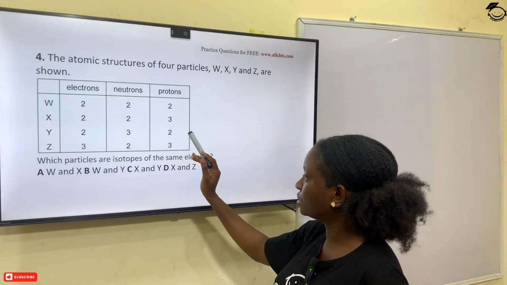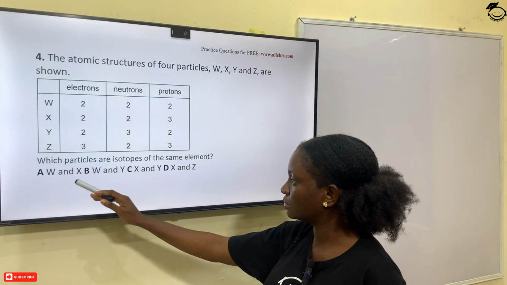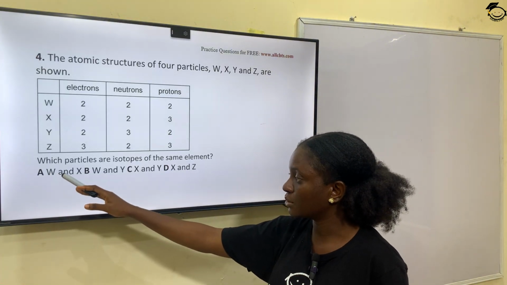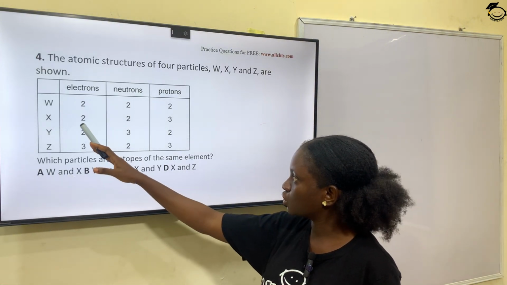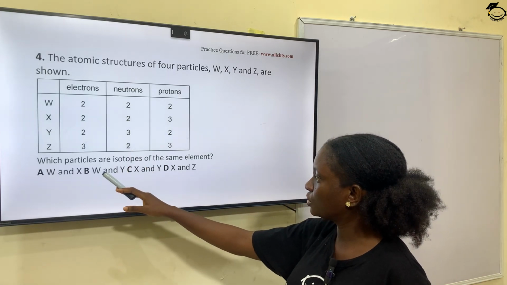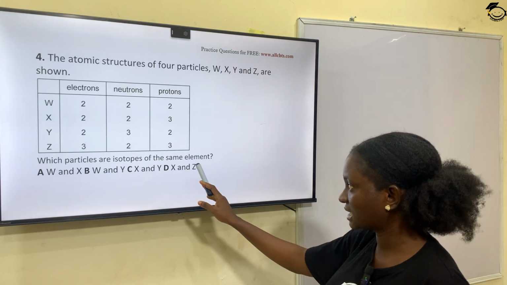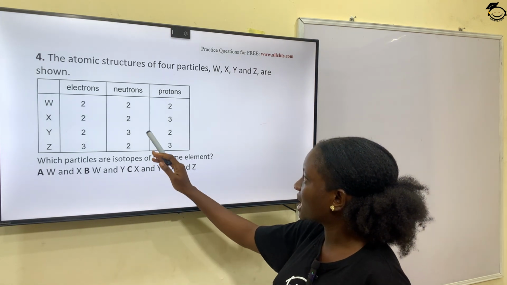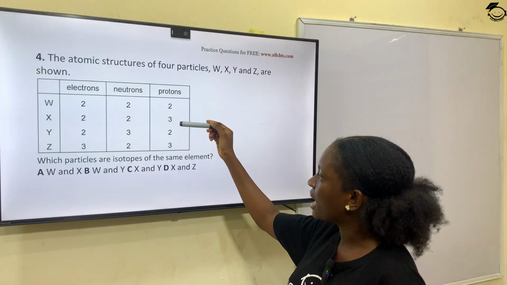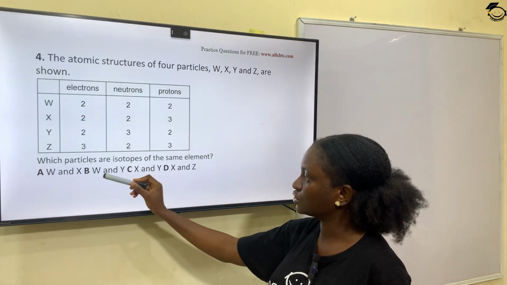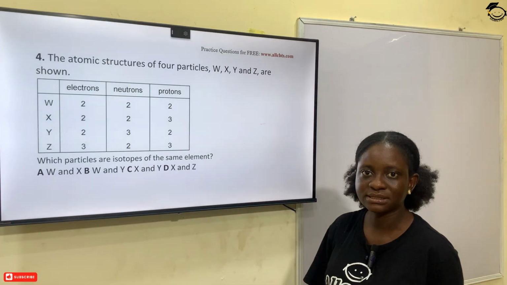So let's look at the options. We have A, Y, W, and X. That's not correct. B, W and Y. C, X and Y. D, X and Z. So the only correct answer here is W and Y. Option B is the correct answer.